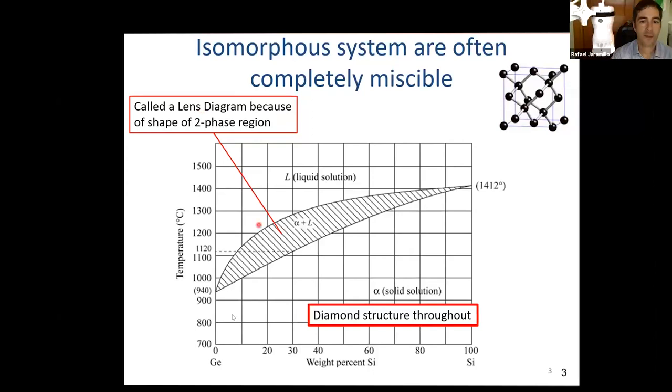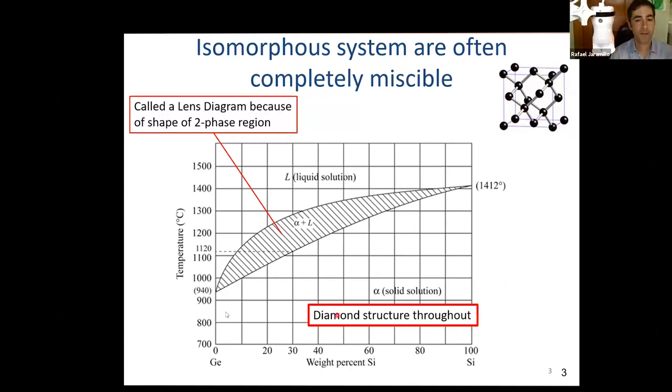At low temperature, that is, watch the axis here. Low temperature means below roughly 1000 C, you know, below 940 C. That counts as low temperature when you're dealing with covalently bonded solids like silicon and germanium. You have the diamond structure throughout. So you have diamond throughout this entire region.